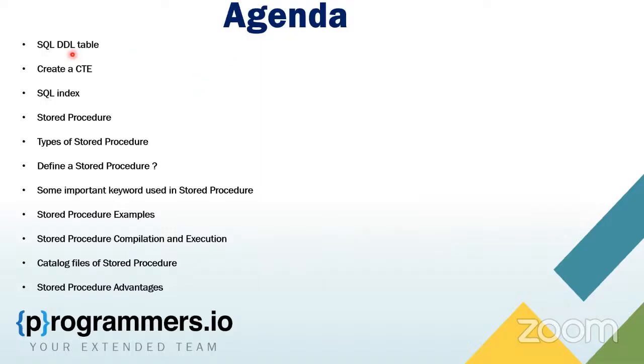Firstly, we will discuss the SQL DDL table, how we can create a table in SQL. Then after that, we will see how we can create a CTE, a common table expression. Then we will see SQL index. After SQL index, we will see how we can create a stored procedure, then types of stored procedure, how to define a stored procedure, then some important keywords that are used in stored procedures.